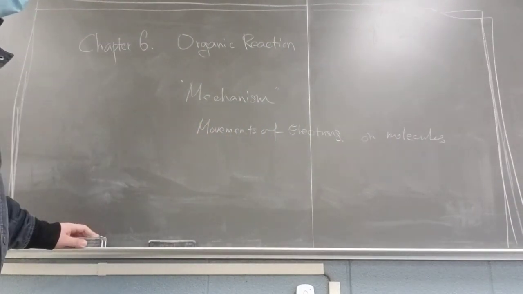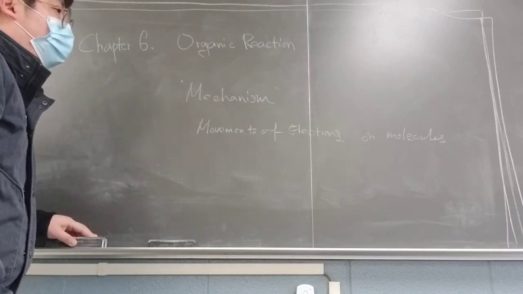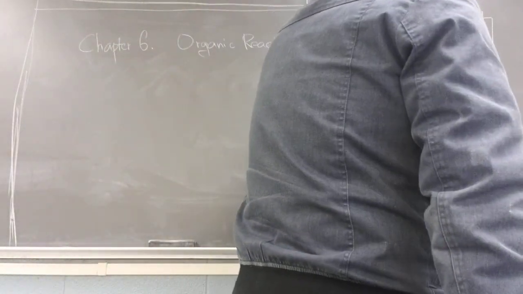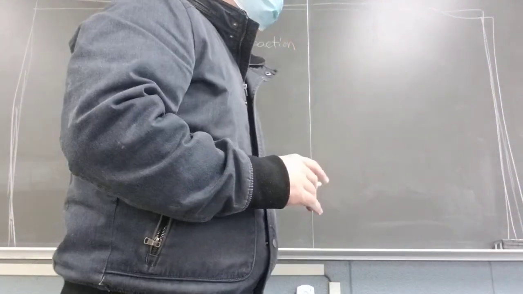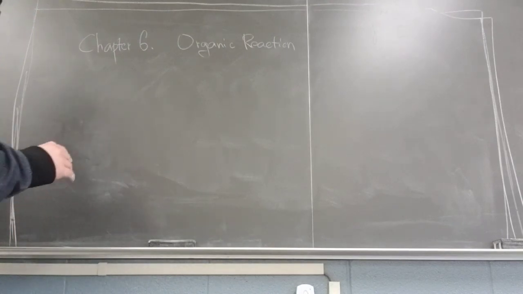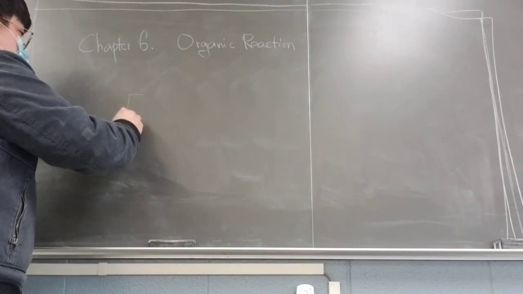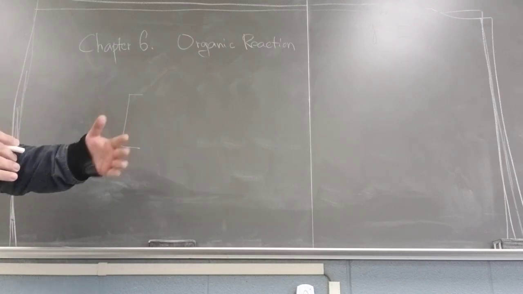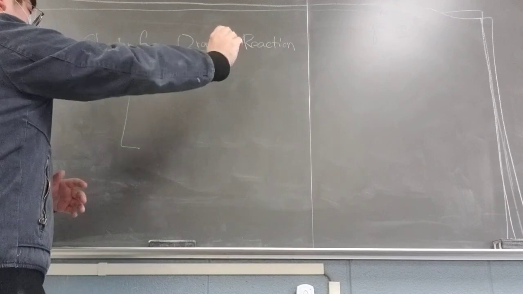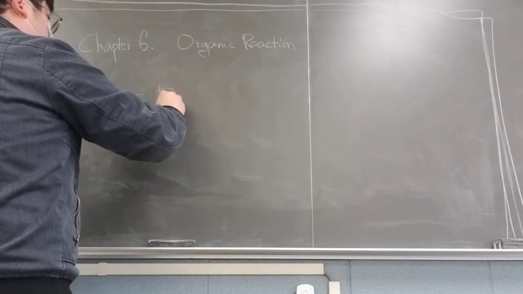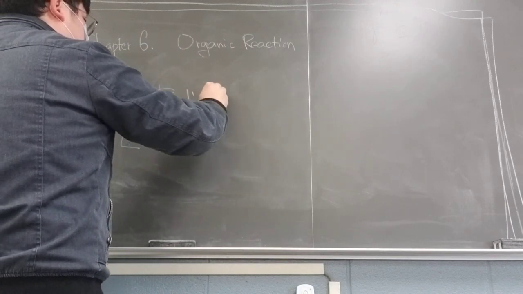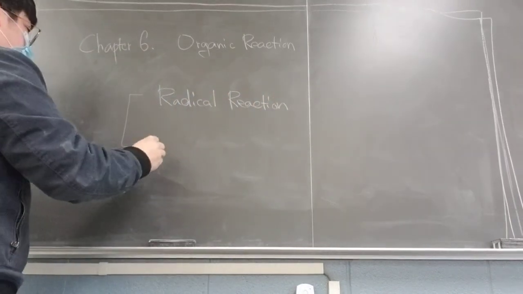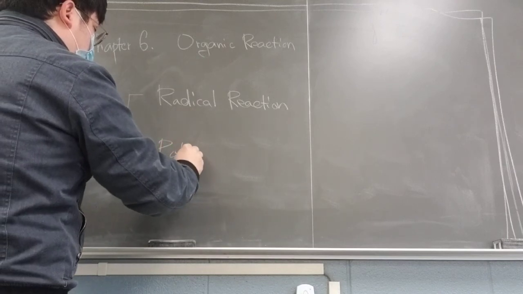We'll do this for at least several very good examples of the organic reactions in any chapters from chapter 6. Okay? So we call this mechanism. Before we get to the mechanism, there's one more thing I want you to know: we have mainly two types of reactions when dealing with mechanisms. The first is what we call radical reaction. The other one is the polar reaction.